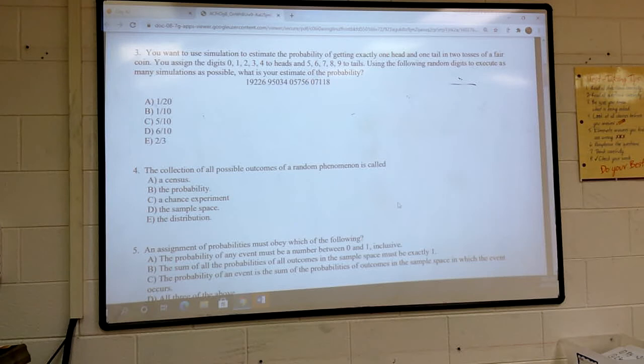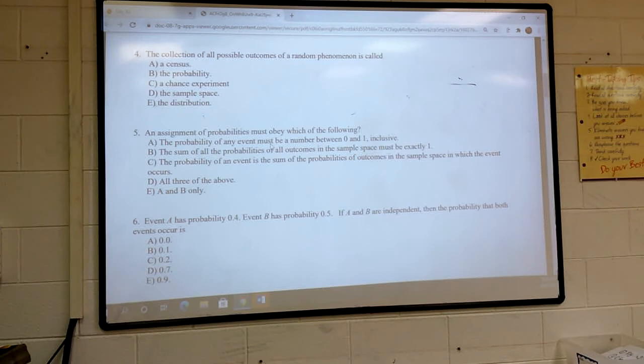If they want you to go to a specific number line in the table of random digits, they'll put that in the problem. And so that's kind of what they did there. So if you go 2 at a time, 6 out of 10 times you would get 1 head and 1 tail, which is D. Number 4, the collection of all possible outcomes of a random phenomenon is called a what?